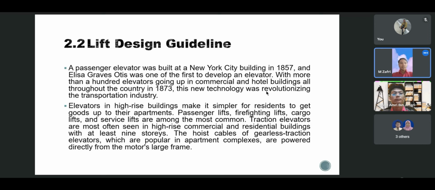This new technology was revolutionizing the transportation industry. The elevators in high-rise buildings make it simpler for residents to get goods up to their apartments. The passenger lifts, firefighting lifts, cargo lifts, and service lifts are among the most common. Traction elevators are most often seen in high-rise commercial and residential buildings with at least 9 stories. The hoist table of gearless traction elevators, which are popular in apartment complexes, are powered directly from the motor's large frame. Okay, next slide.